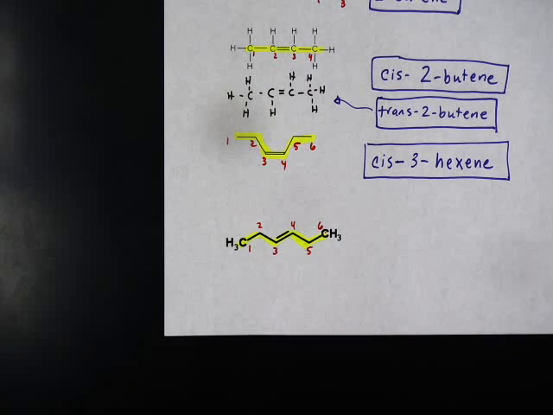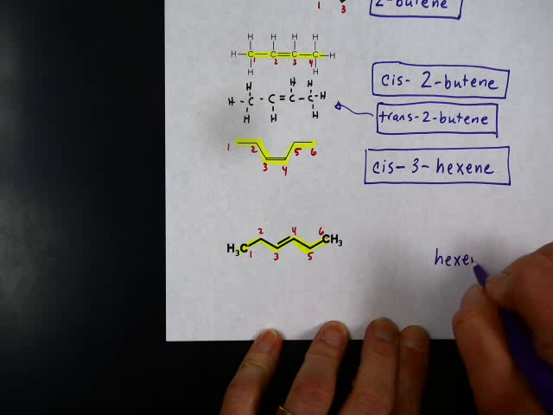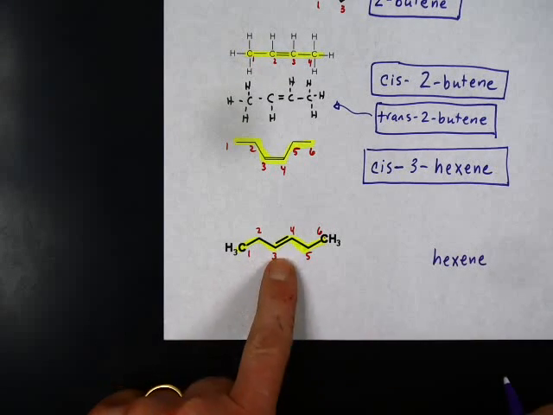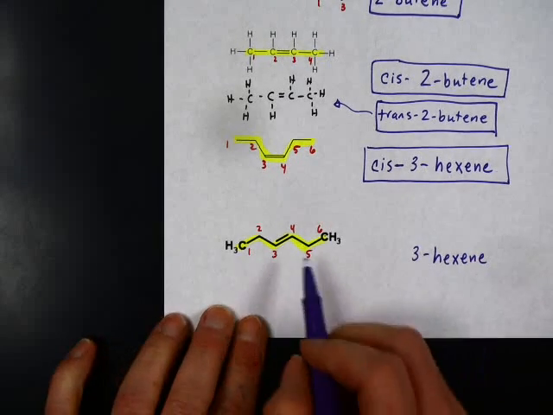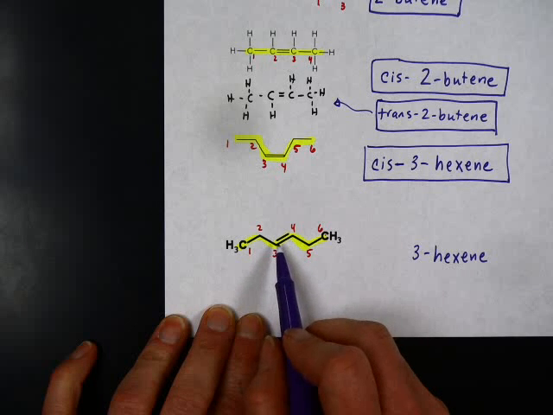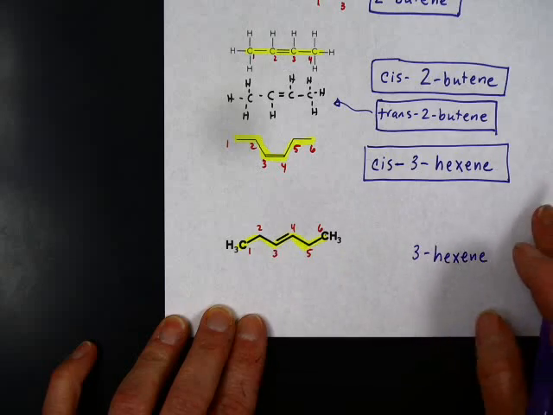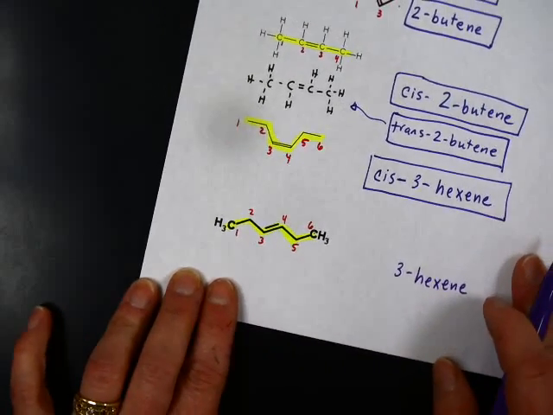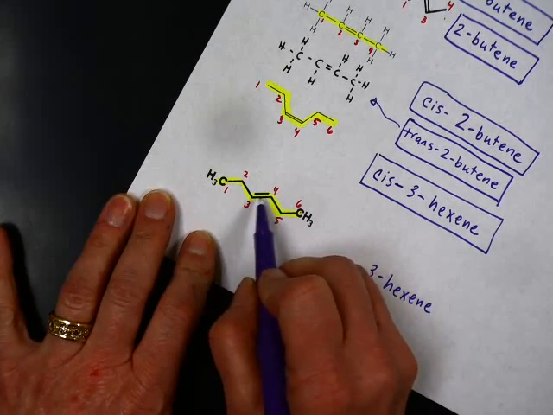I see that it is 6, so hex. I see there's a double bond, so hexene. I see that the double bond starts at carbon 3, so 3-hexene. And what do you think here? Does this look like cis or trans? Sometimes if it's hard to tell, see how that double bond is slanting up? Sometimes I like to do this. Rotate the paper just a little bit so that the double bond is sideways, like straight across.